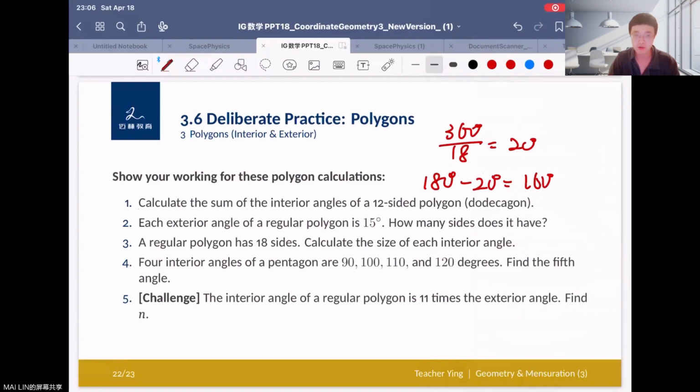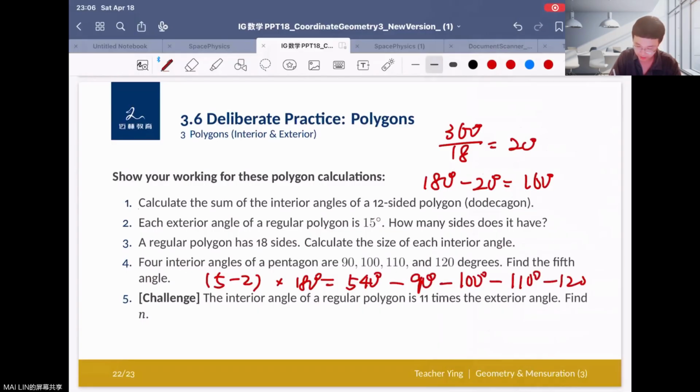And problem 4 is that four interior angles of a pentagon are 90, 100, 110 and 120 degrees. Find the fifth angle. So we can first calculate the total interior angle, the sum of it, right? So that is (5 minus 2) times 180 degrees. That equals 540 degrees. And then we subtract 90 degrees, 100 degrees, 110 degrees, and 120 degrees.